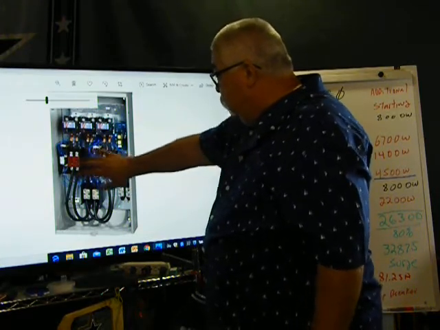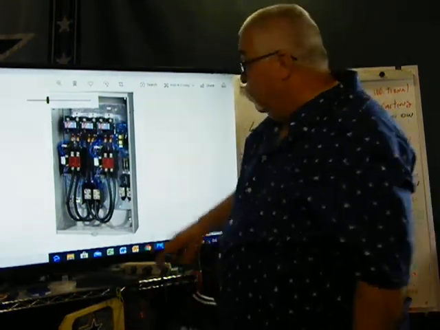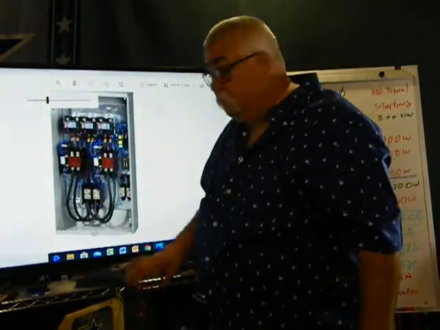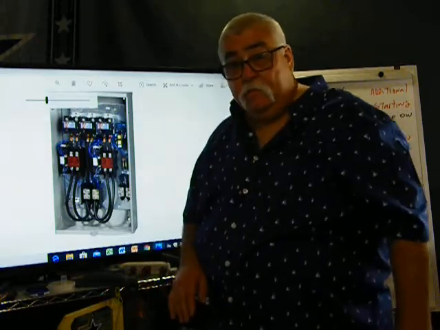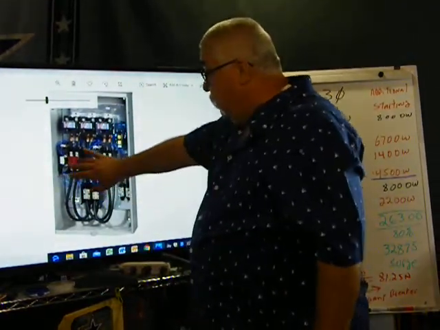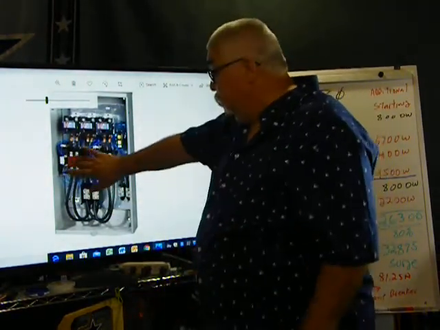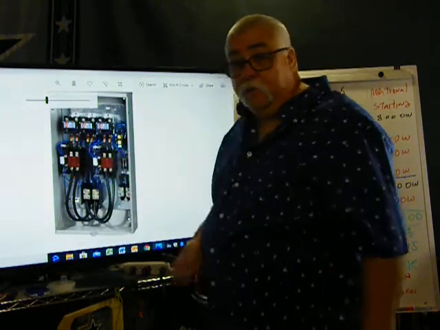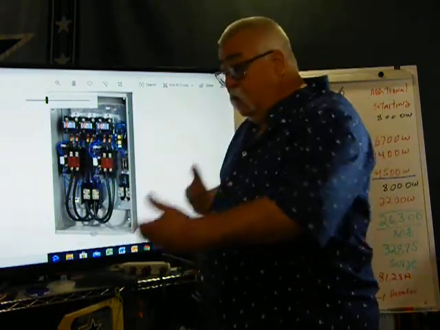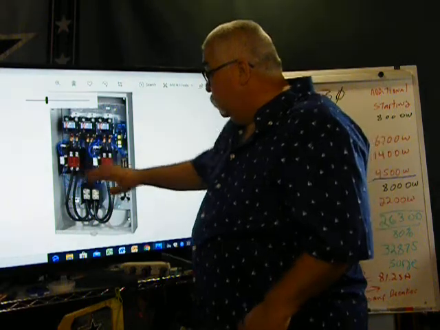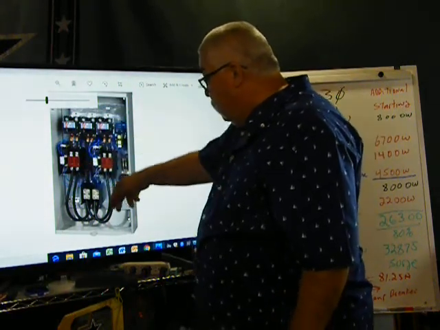But at these 2 points here, this is where the transfer would go. So one may be normally closed, and the other one's normally open. So normally closed, normally open. That's why. Because when normal power's there, this one's always closed, this one's always open. In an emergency situation, it reverses, opens this one, closes this one, now allows my power to come in.